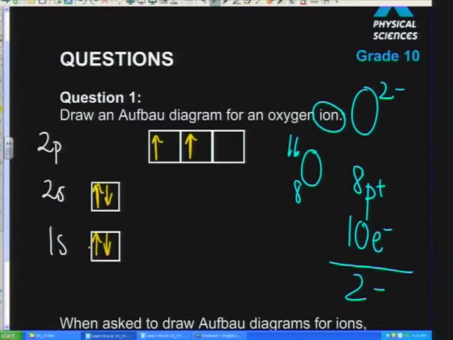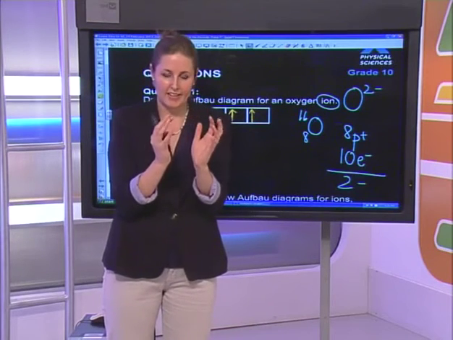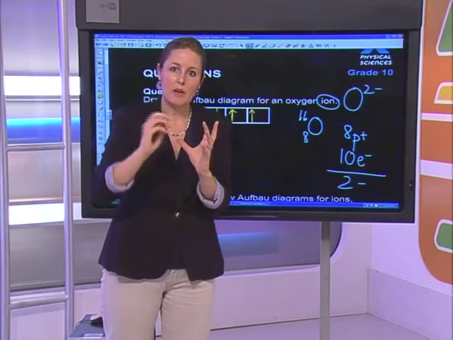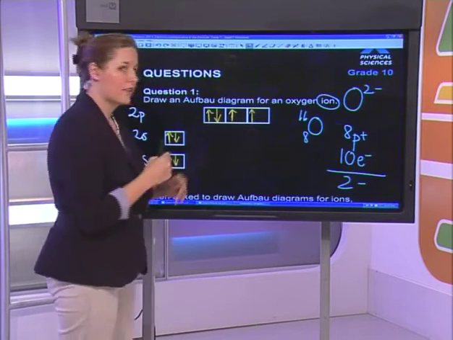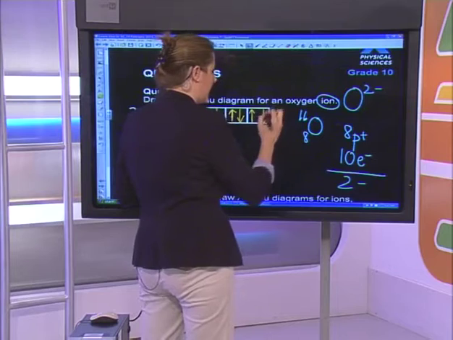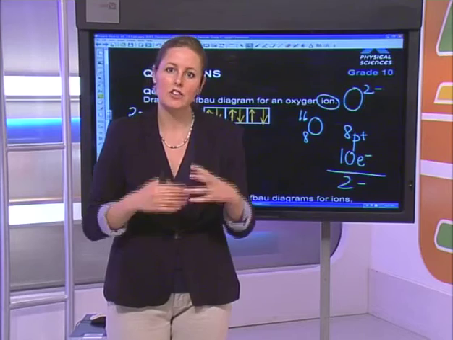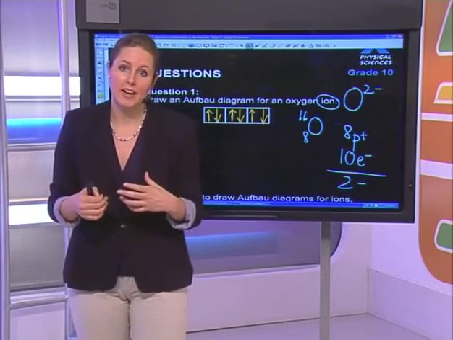1, 2, 3, 4, 5, 6, 7. Now we can start pairing up. 8. Are you happy that that would have satisfied the 8 electrons that oxygen originally had? Now, if it's taking up an extra 2, where are those extra 2 going to fit? They would be here, 9, 10. So overall, this oxygen atom has gained an extra 2 electrons, and so is overall 2 minus.